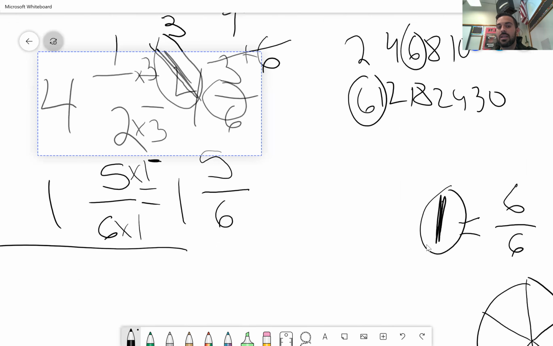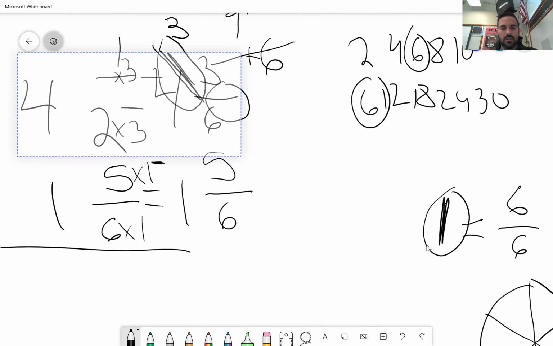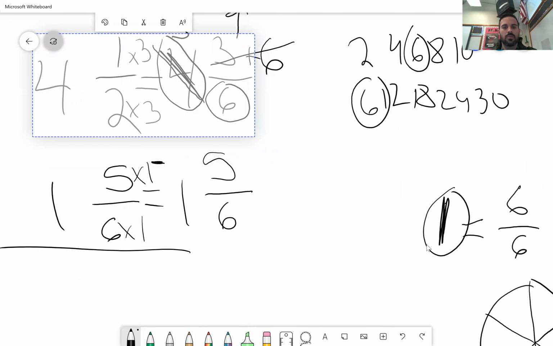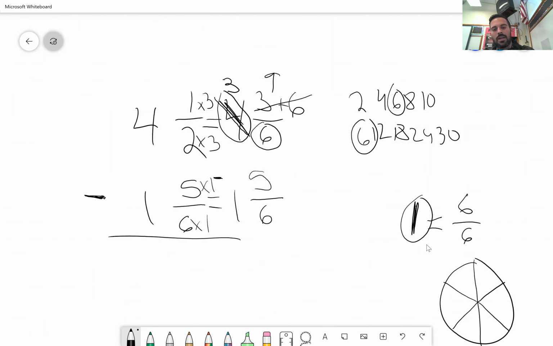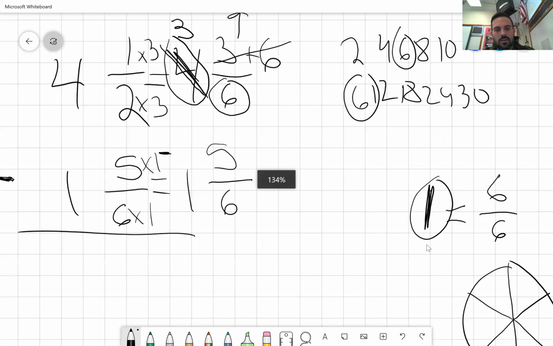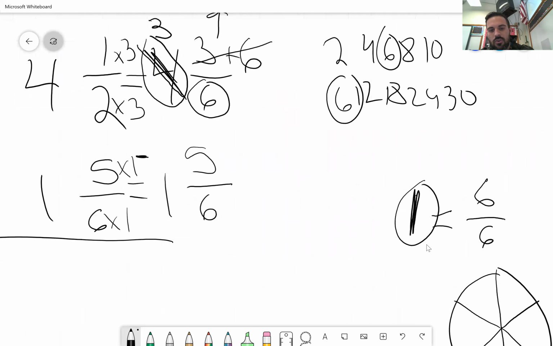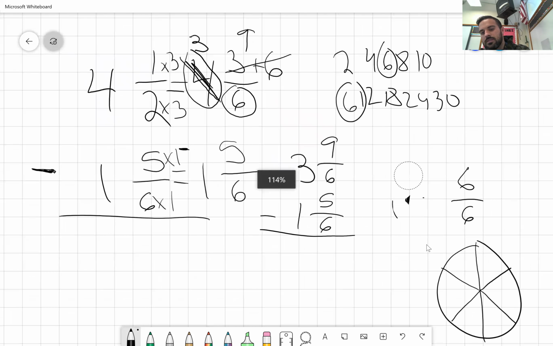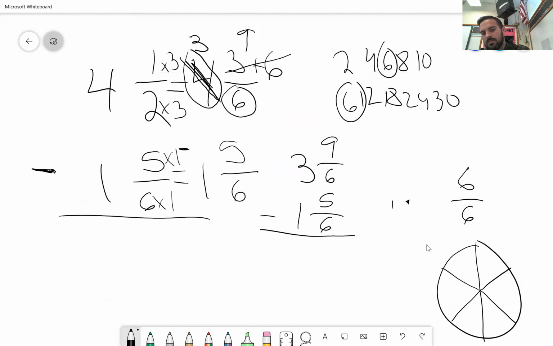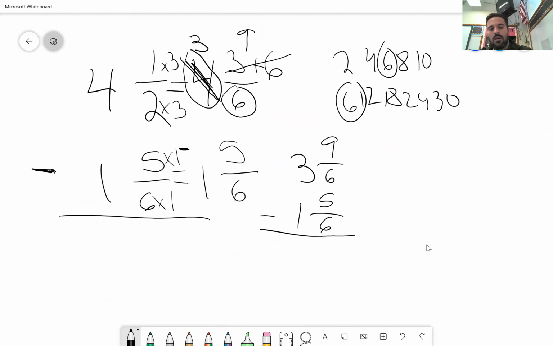Now you ask yourself, can I subtract? Oops, I did something weird there. Sorry about that. So now I can subtract 3 and 9/6 minus 1 and 5/6. I'm going to write it a little more clear here. We just converted 4 and 3/6 into 3 and 9/6, minus 1 and 5/6. All right, so now I can subtract. Let me erase this. 9 minus 5 is 4/6, and 3 minus 1 is 2.